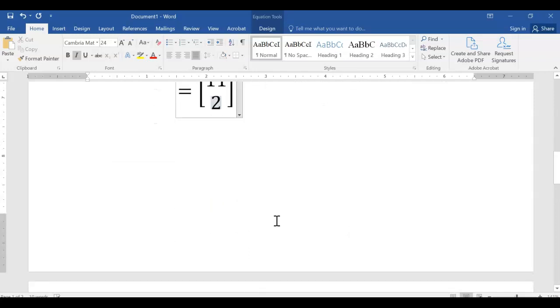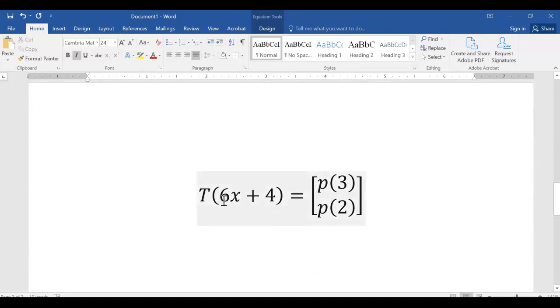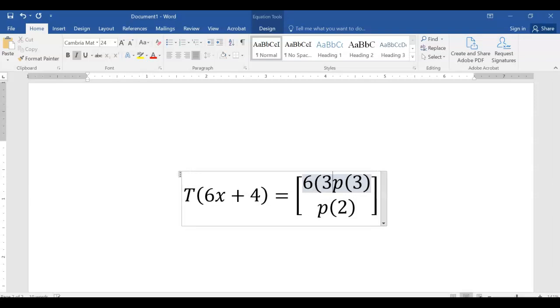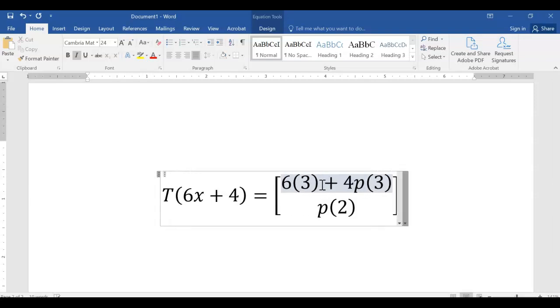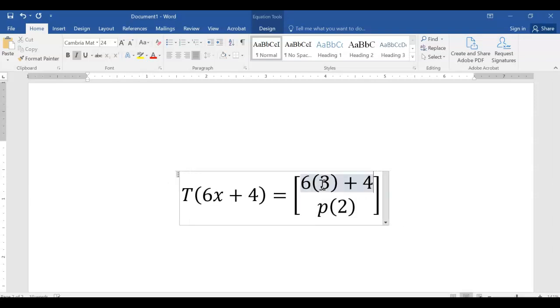Now, what's going to happen when you take a polynomial 6x plus 4? Well, if you haven't figured it out, you push pause and go through it. Otherwise, I'm going to go through it right now. When you plug in 3, you get 6 times 3 plus 4. When you plug in 2, you get 6 times 2 plus 4.